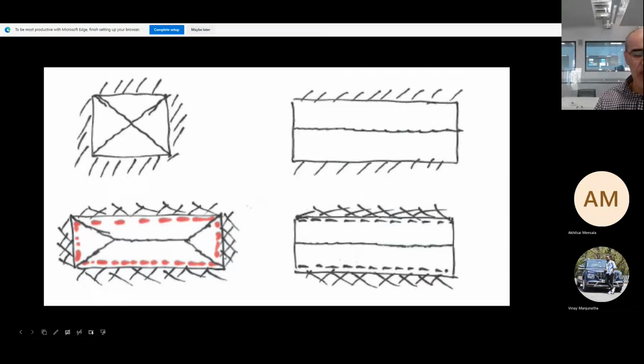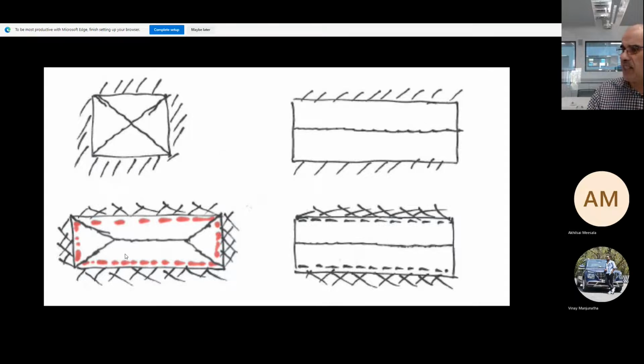The next example, at the bottom left corner, is a slab which is rectangular, but this time it's fixed on the edges. It's not simply supported, but fully fixed on the edges. So, in addition to the positive yield lines shown in black color, we also have negative yield lines shown in red here. What are the negative yield lines to do with?